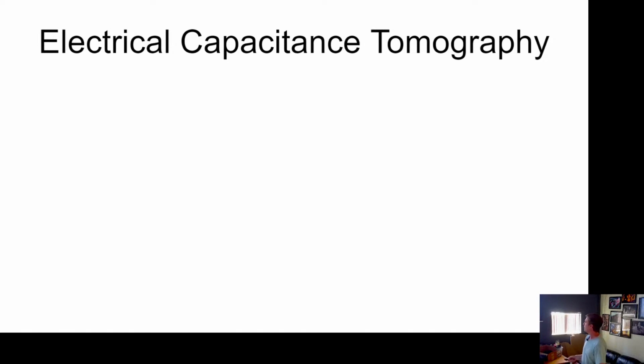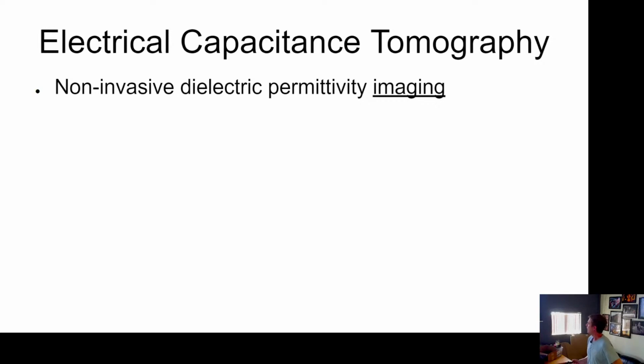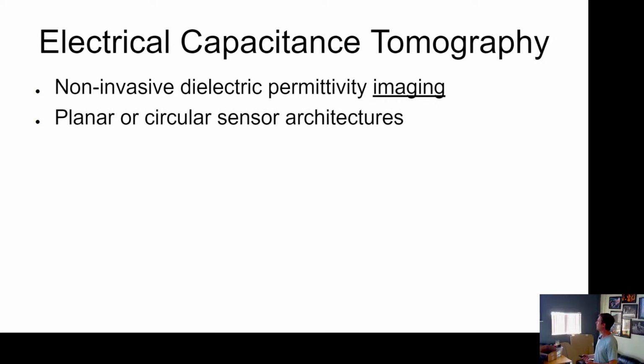So this brings me to the whole principle behind the sensing using the array of electrodes, and that's electrical capacitance tomography. It's been around since, I think, the 70s, and it's a non-invasive dielectric permittivity imaging technique. There are different sensor architectures, so the one I just showed is considered a planar architecture. Most often in industrial settings, they'll use this for process flow control, and so they'll have a ring of electrodes sitting around a pipe. And then you can actually get an image of the inside of the pipe using those electrodes.